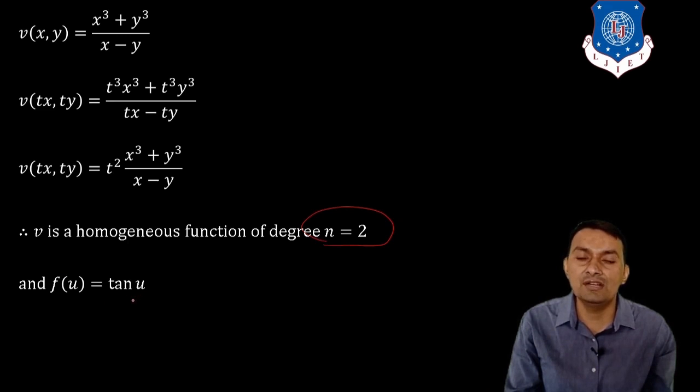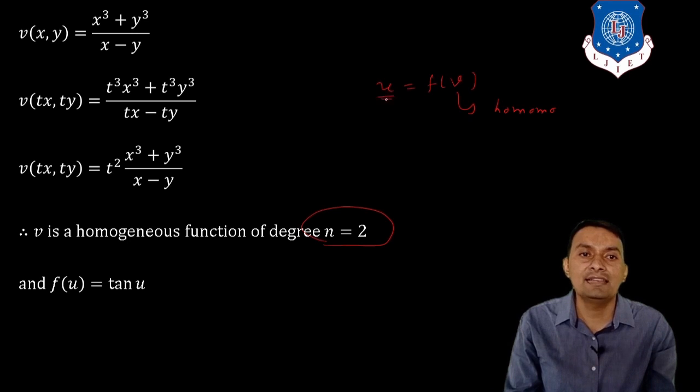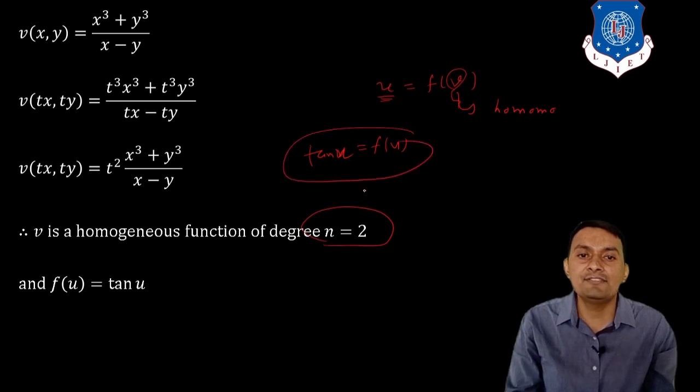Just try to understand whatever we have represented in the statement. We have taken that u is equal to f of v and v is homogeneous. Directly this function is not, only v is the homogeneous function. So now we have gone through that x cube plus y cube divided by x minus y is the homogeneous function. That means we are able to apply Euler's modified theorem. So f of u, whatever it is, is exactly our function, here tan u. And this function itself is exactly a homogeneous function of degree 2.